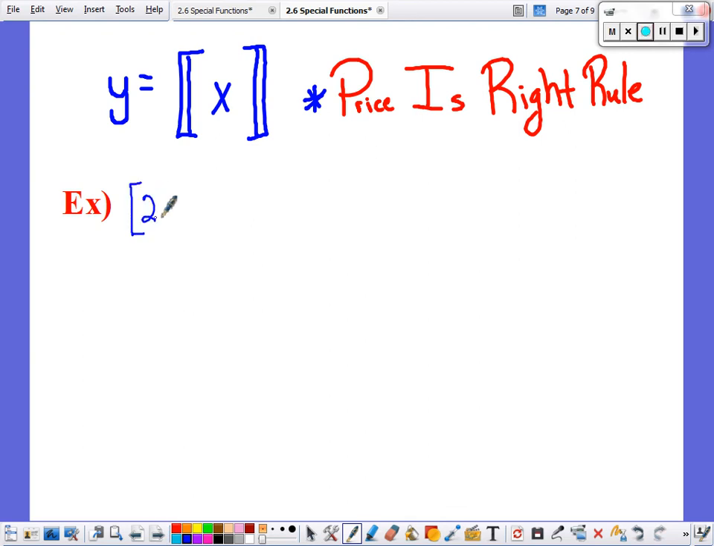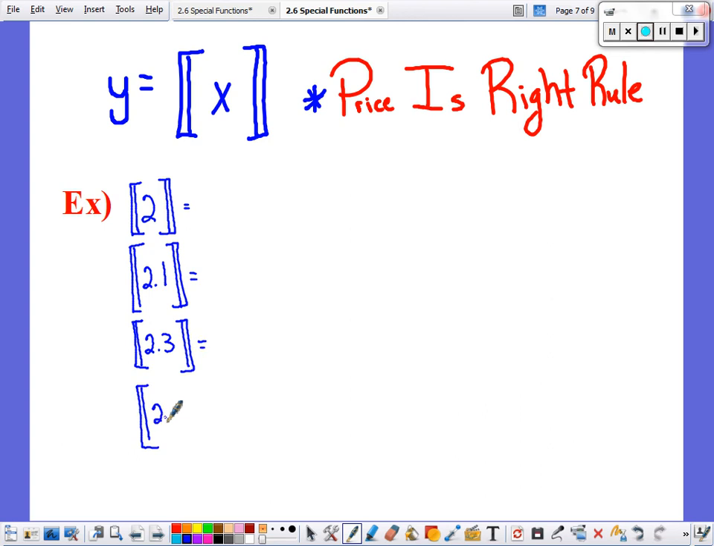Okay, so let's put up 2 and see what we get with that one. Then we'll do a few more. How about 2.1? And we'll do 2.3. Then we'll jump to some larger ones here. Let's do 2.7. And 2.9 and then 3.